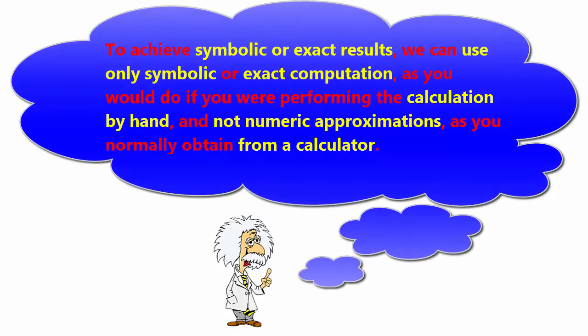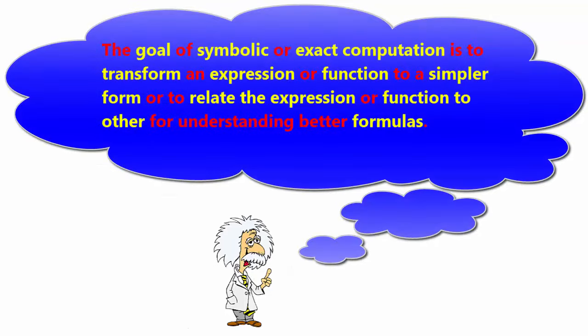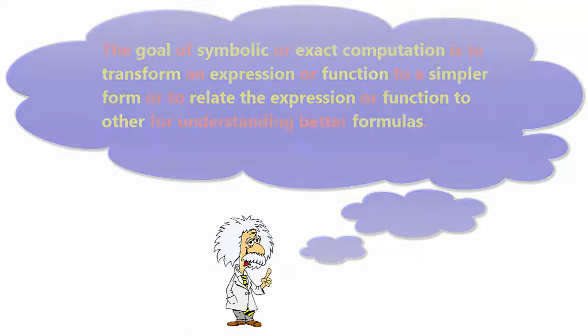To achieve symbolic, or exact results, we can use only symbolic, or exact computation, as you would do if you were performing the calculation by hand, and not numeric approximations, as you normally obtain from a calculator. The goal of symbolic, or exact computation is to transform an expression, or function, to a simpler form, or to relate the expression, or function, to others, for understanding formulas better.